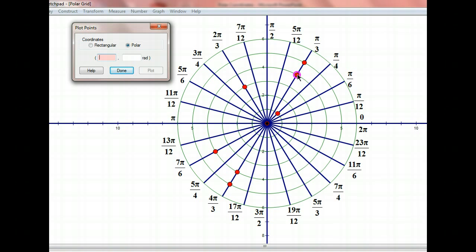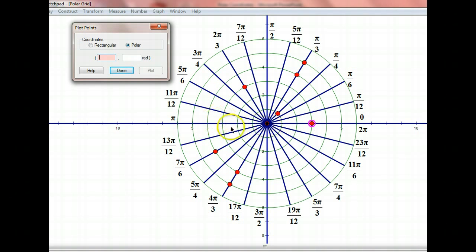Now you also have points that land on the axes. Remember, your horizontal axis is called the polar axis. At the polar axis, your angle is either going to be 0 or 2 pi in terms of radians. So let's say that we wanted to be at 3 with a radian measure of 0. So this angle measure here is 0 and my radius length is 3.